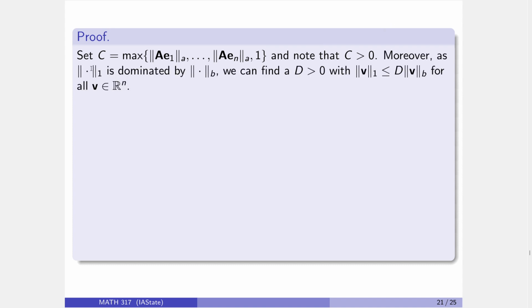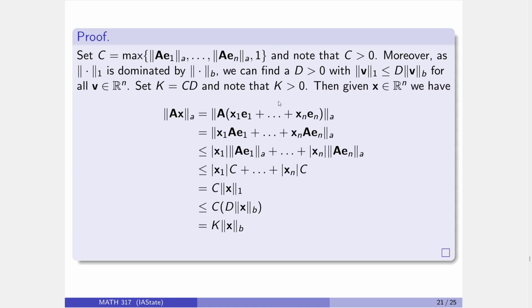Alright, so we begin by letting C be the maximum of the A lengths of A times the standard basis elements, but we also throw in a 1 to make sure that C is strictly positive. Because it is possible that A times all of these is equal to 0, but we want, of course, a strictly positive number, so we just throw in 1. The 1 norm is dominated by B, so we can find a D, and the reasoning for the 1 norm will become apparent in a moment. We'll set K equal to the product of these two. Now it's a product of two strictly positive numbers, so our product's strictly positive.